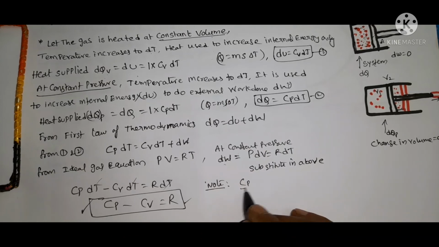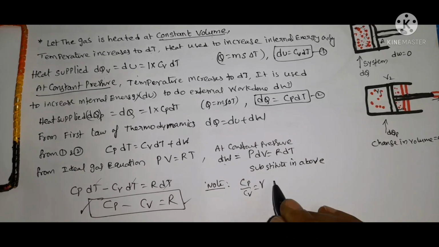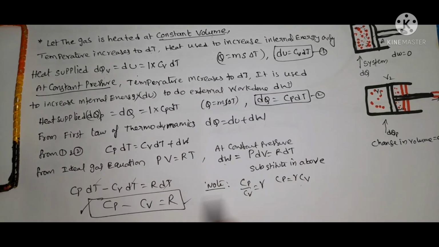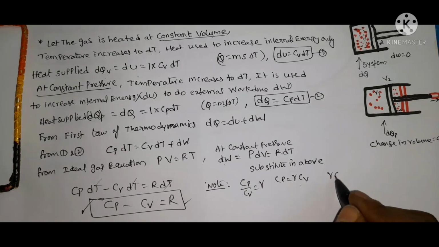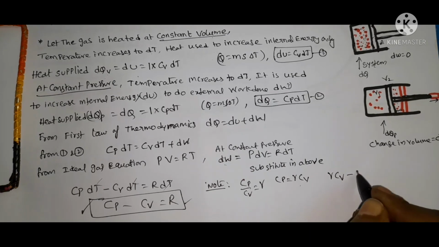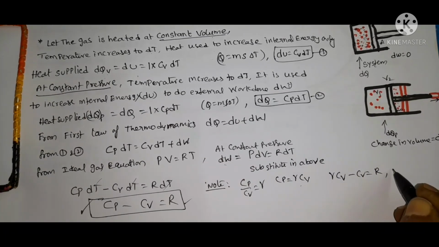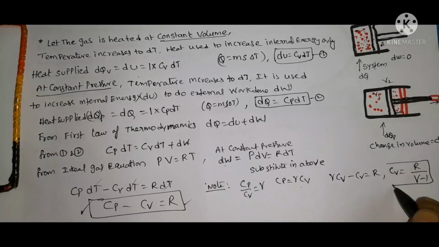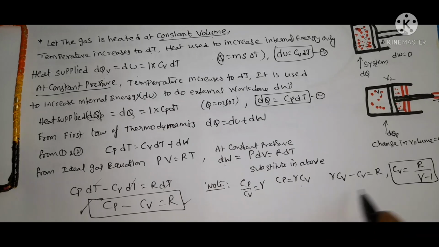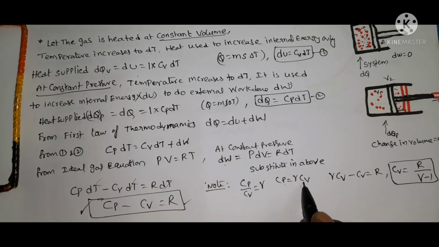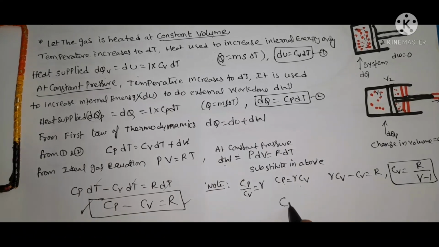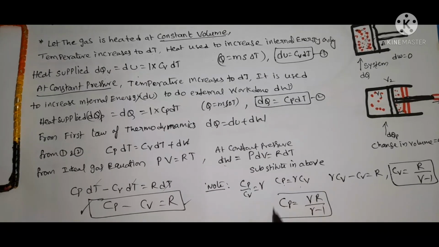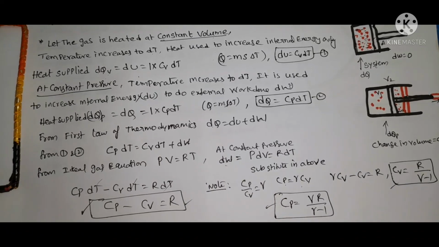As you know that Cp by Cv is equal to gamma, ratio of specific heats, or simply Cp is equal to gamma Cv. Now substituting here, what you will get? Gamma Cv minus Cv is equal to R, or simply you can write Cv is equal to R by gamma minus 1. This is one formula you will get. Similarly, Cp is equal to gamma R by gamma minus 1. These are the two important formulas for the problem point of view.